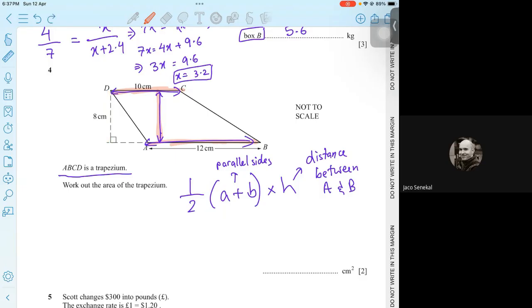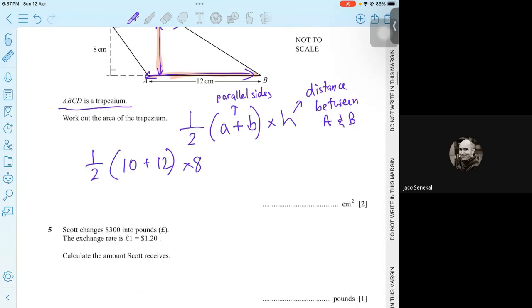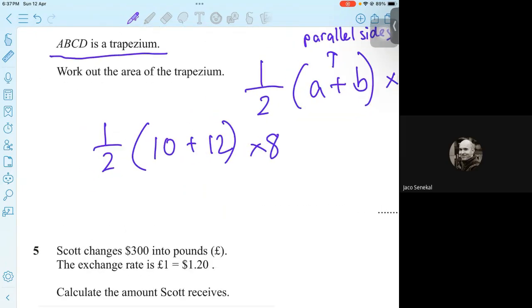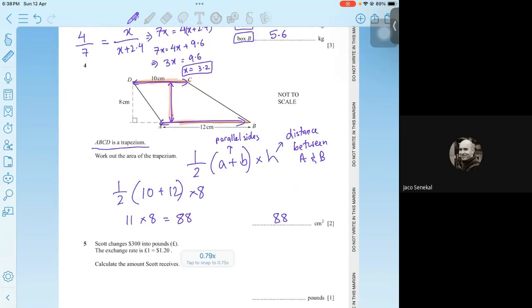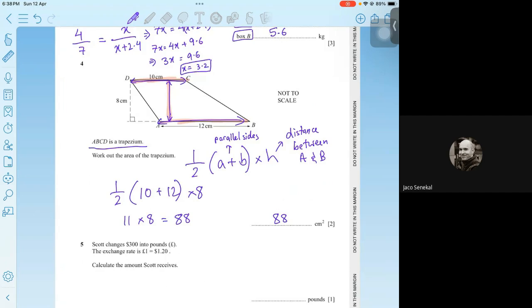So they've given us all the information already. Half into (10 plus 12) into 8. If you plug this into your calculator, 10 plus 12 is 22, and 22 over 2 is 11, into 8 equals 88. So your answer should be 88 centimeters square. Are you all with me so far? I assume no one has any questions regarding the trapezium.